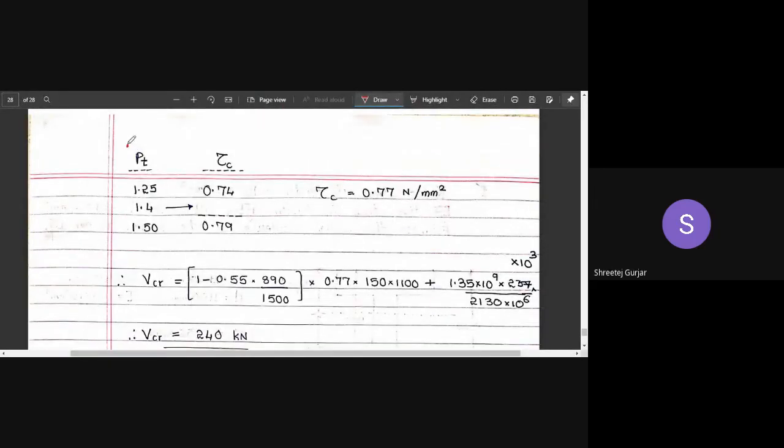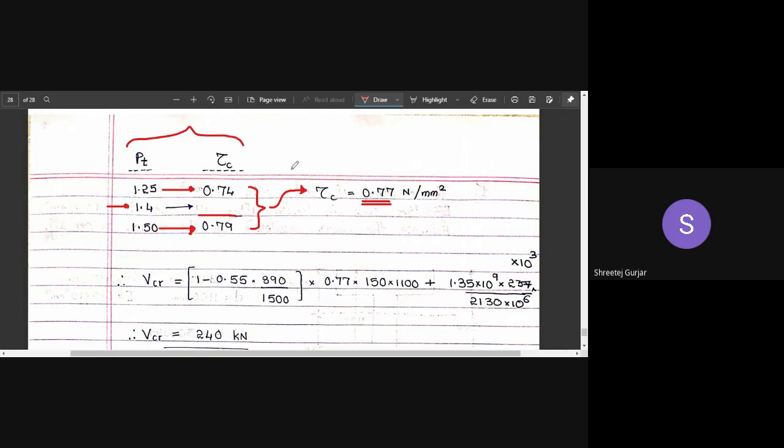Now these particular values are taken from the code book. The PT value is 1.4, which is our value. For 1.25, the shear stress value, tau C, is 0.74, and for 1.5, it is 0.79. What we have to find out is, at the value of 1.4, what is the tau C value. So by interpolation, I hope you know how to interpolate, we have found out tau C as 0.77 Newton per mm squared.